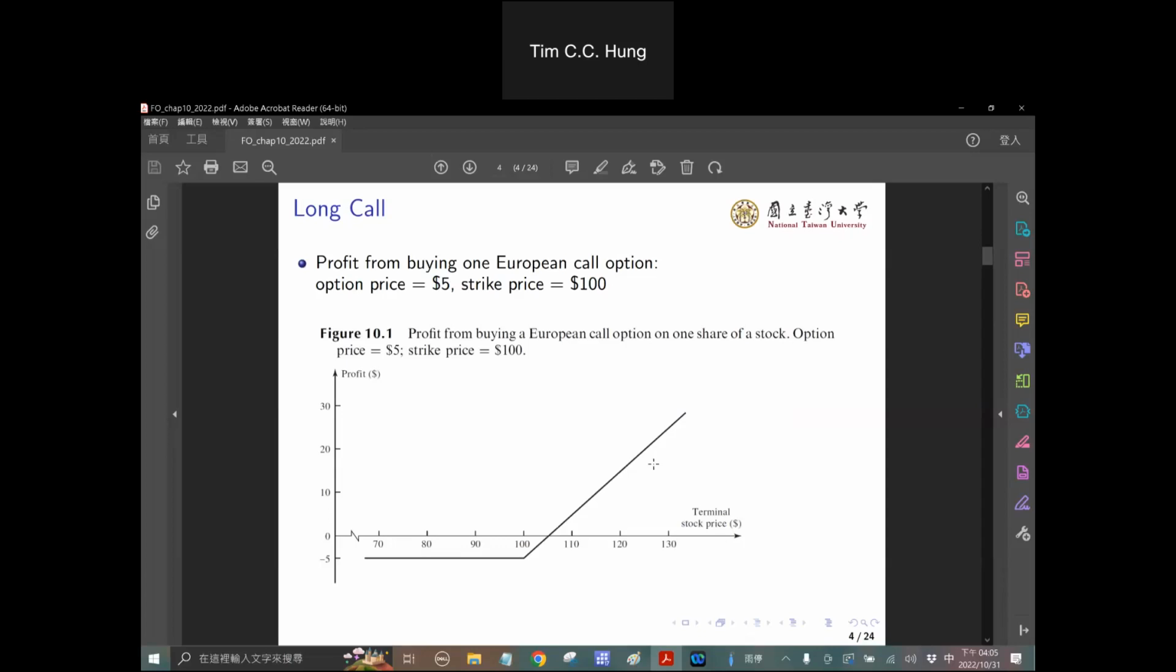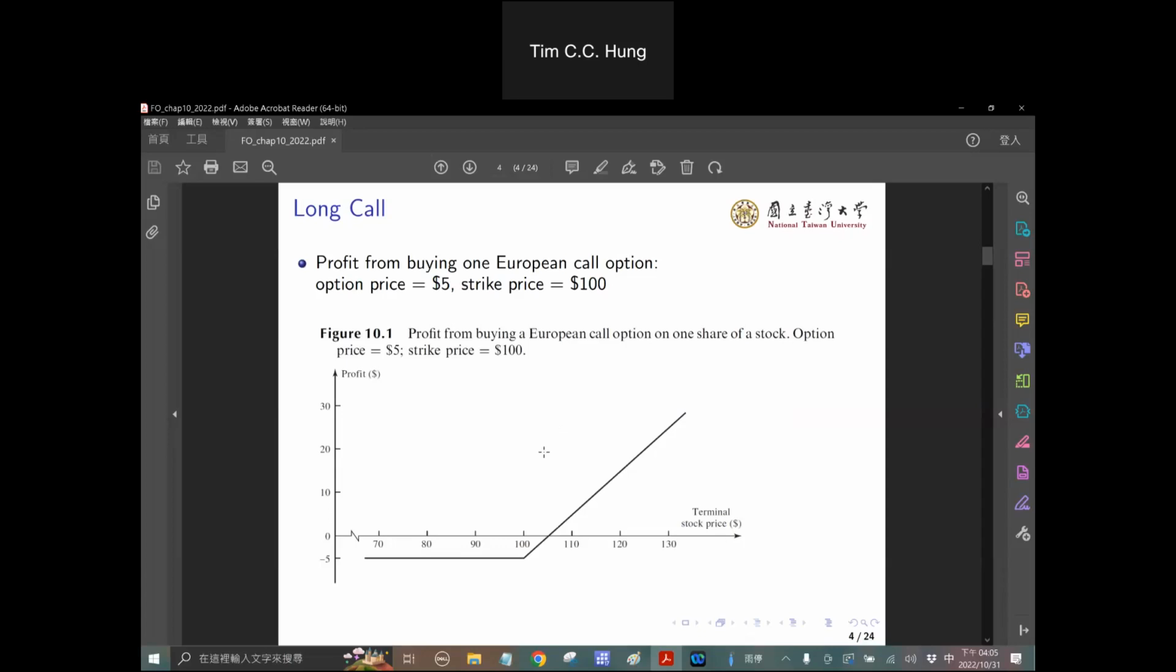And here you can see once again, let me just reiterate it. It costs you $5 to buy this call option. That's the reason why the P&L diagram vertically goes down by a size of $5. That's a long call option.